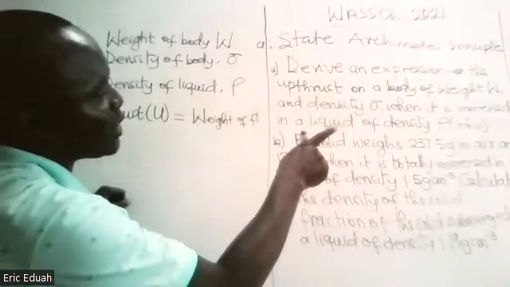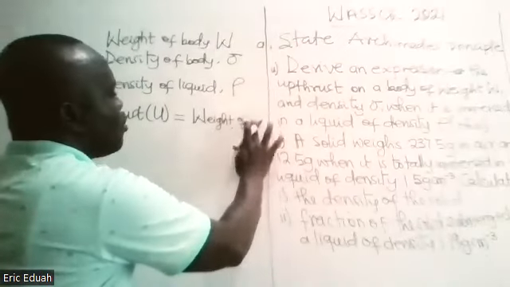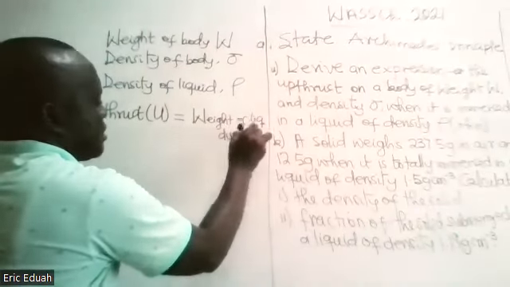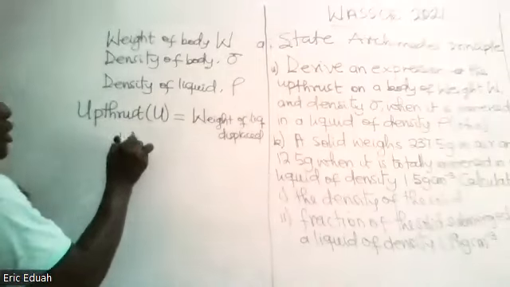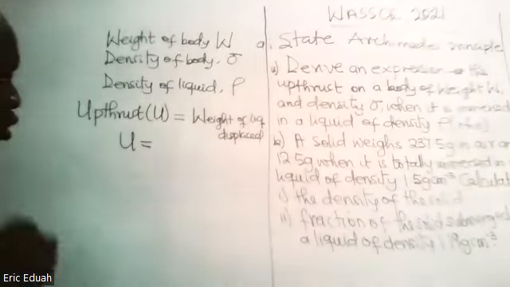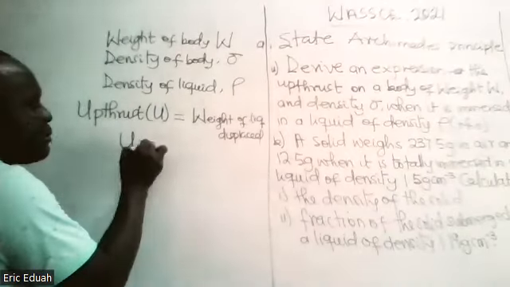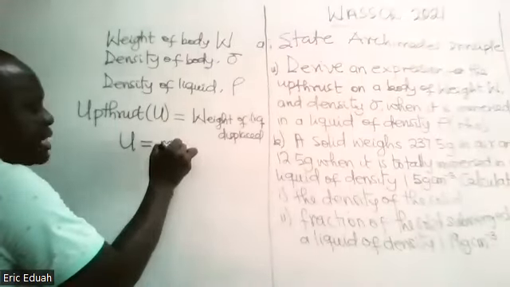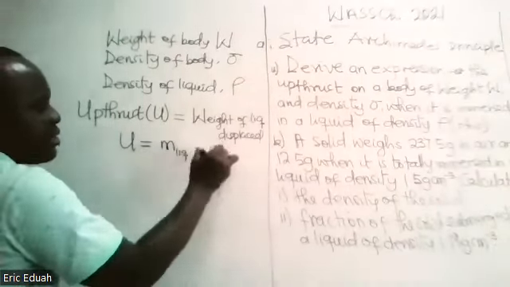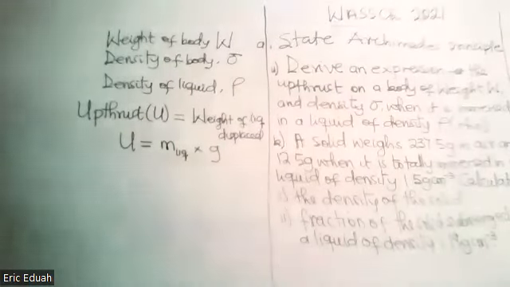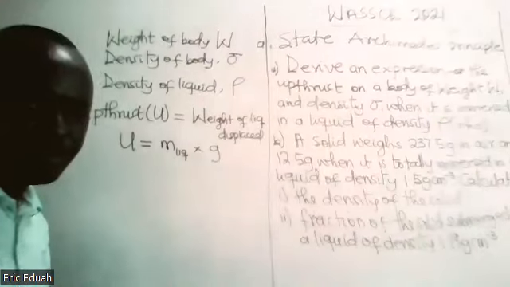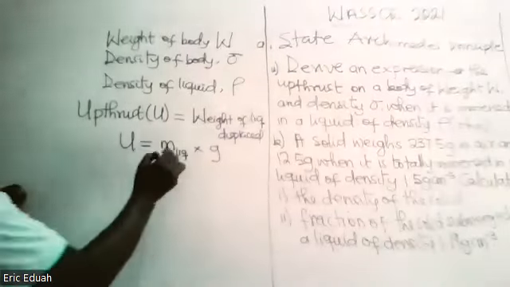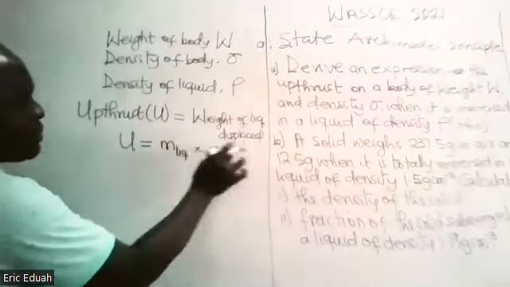Here we are told it is immersed in the liquid. So upthrust U is equal to weight of liquid displaced. What is weight? Weight can be determined by the mass of the liquid displaced, m subscript liquid, times gravity. Class, I hope you are with me. Are you with me? Yes, please. All right. So mass of liquid displaced times gravity.